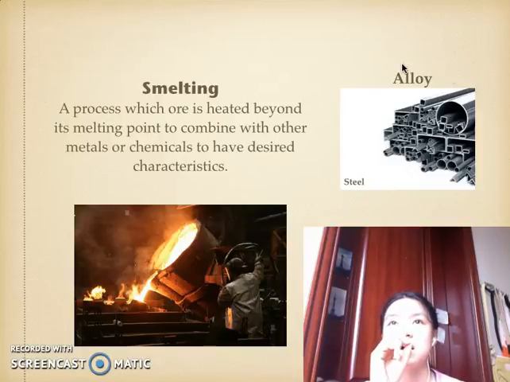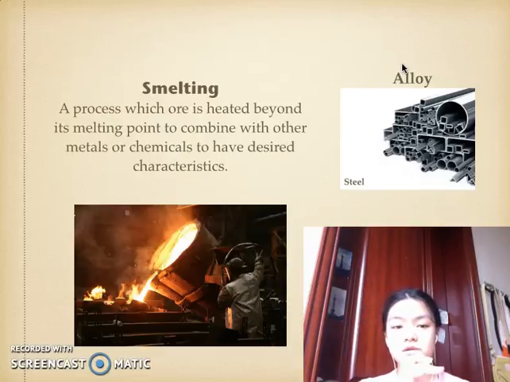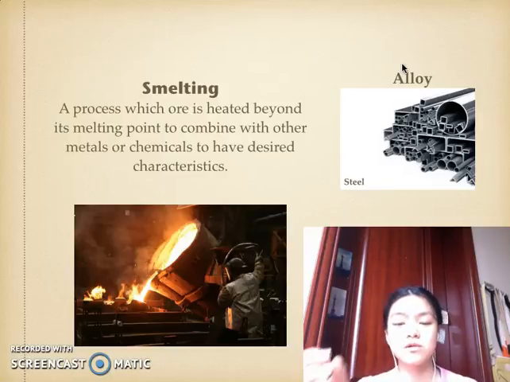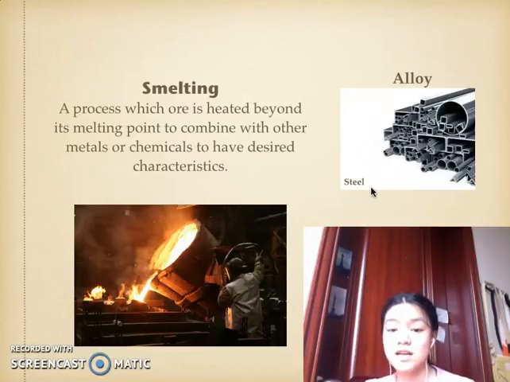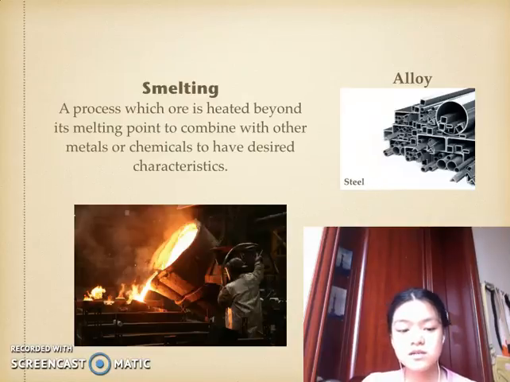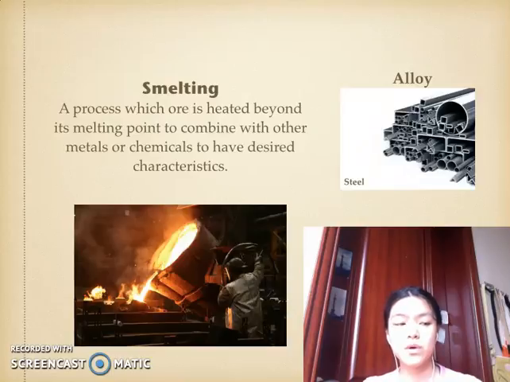Alloy is two or more types of chemicals and metals through a process of smelting, and you combine those chemicals or metals together and you have an alloy. That is how steel is made. Steel is mostly made of iron and carbon, and iron and carbon will go through a smelting process to combine themselves with other chemicals or metals to form steel.